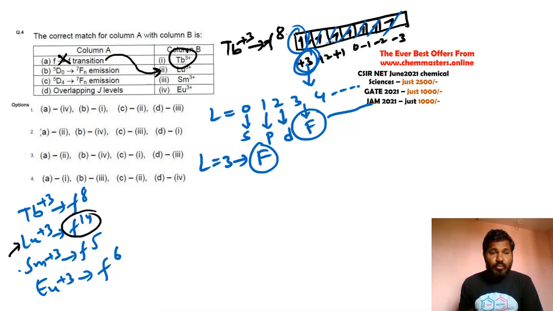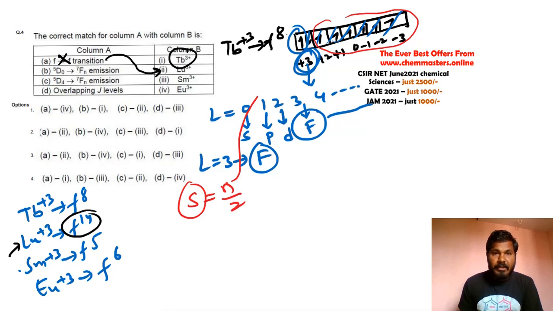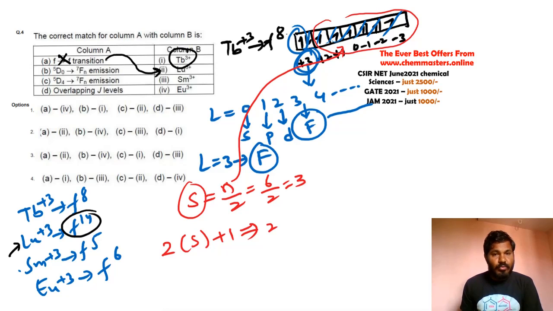Now we need to find the spin multiplicity. To do that, we need to find the spin of unpaired electrons. Here how many unpaired electrons are there? Simply 6 electrons are there. So S is n by 2, n indicating number of unpaired electrons. 6 by 2 equals 3. Now the spin multiplicity is 2S plus 1. Just substitute the S value here: 2 into 3 plus 1, we get 7. So here it is 7F.